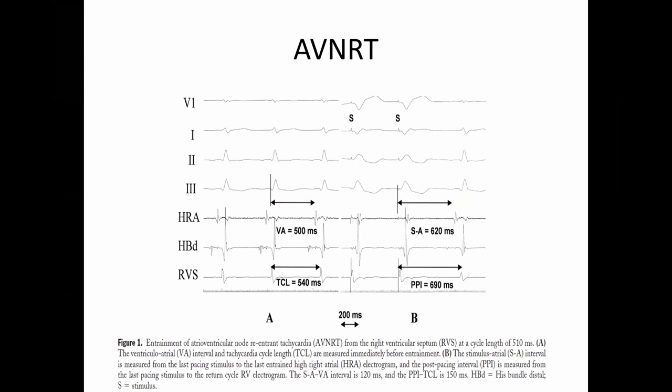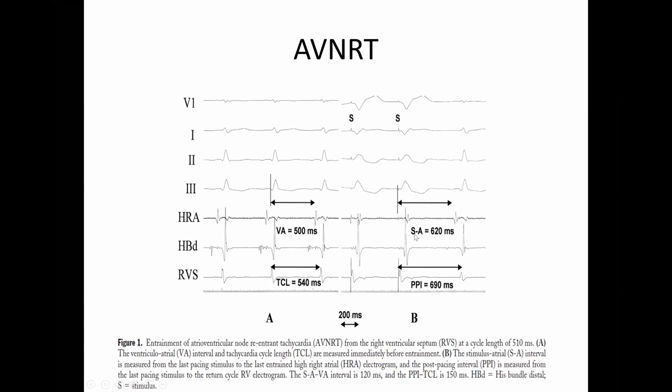So just looking at a few examples of this, these are the slides from the paper reference. This is AVNRT. Here we've got a tachycardia with a cycle length of 540 milliseconds. They've entrained this tachycardia, and the post-pacing interval, the time from where you've entrained the tachycardia in the RV septum back to the return beat, is 690 milliseconds. So the post-pacing interval 690 minus the tachycardia cycle length 540 is 150, which is long.